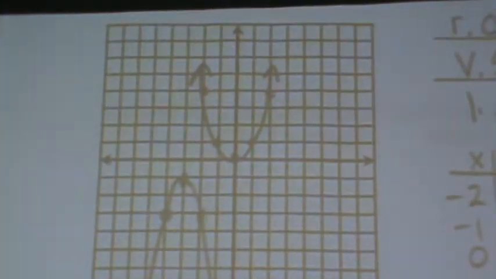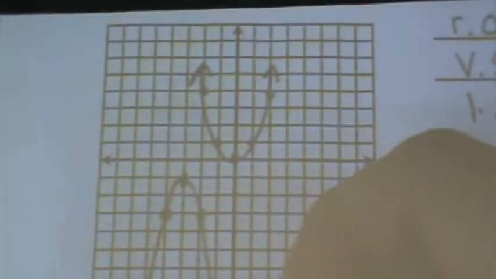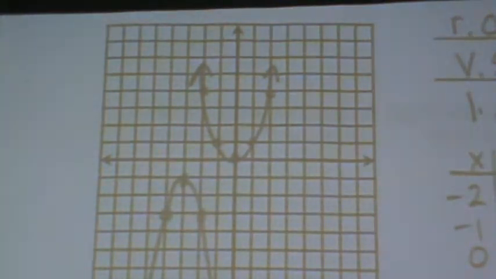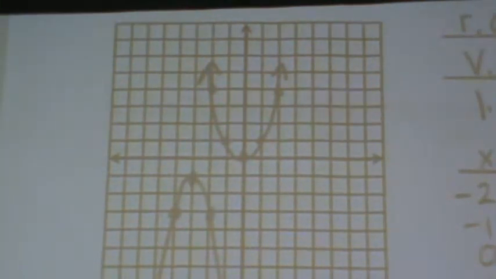Questions? Yes. Can you just plug in a point on the x? Yes, you can. After you do your axis of symmetry, you could just plug in points to the left or to the right. That's up to you, how you want to handle it.